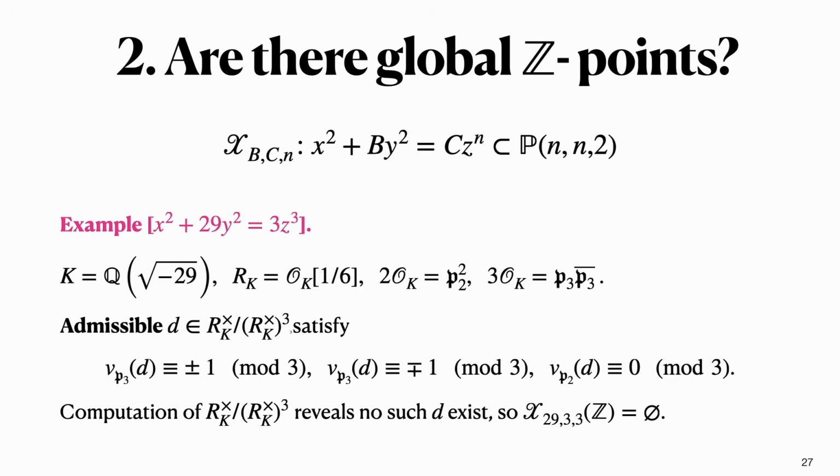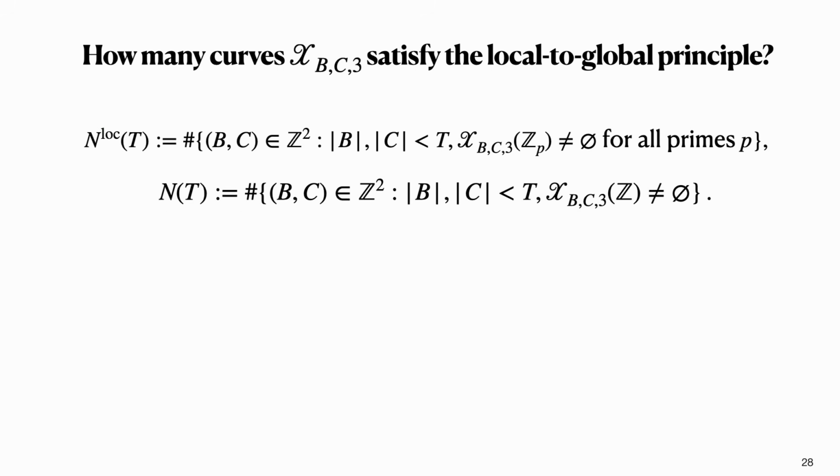And then when you look at this quotient and you check all possibilities, I mean, this is a finite set, and you check all of the possibilities, you realize that there is no D that holds all of those properties. So that tells you that there are no integral points on the curve, which is what we saw looking in a brute force way for integral points.